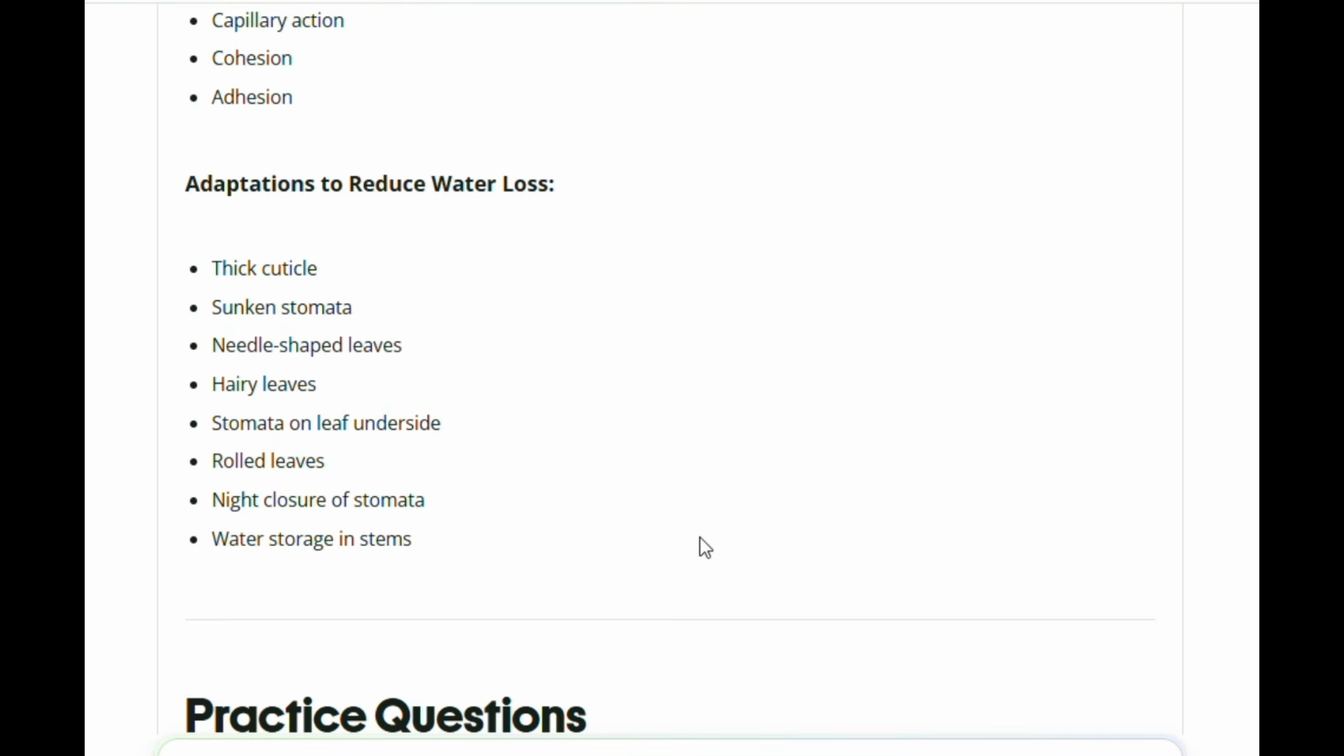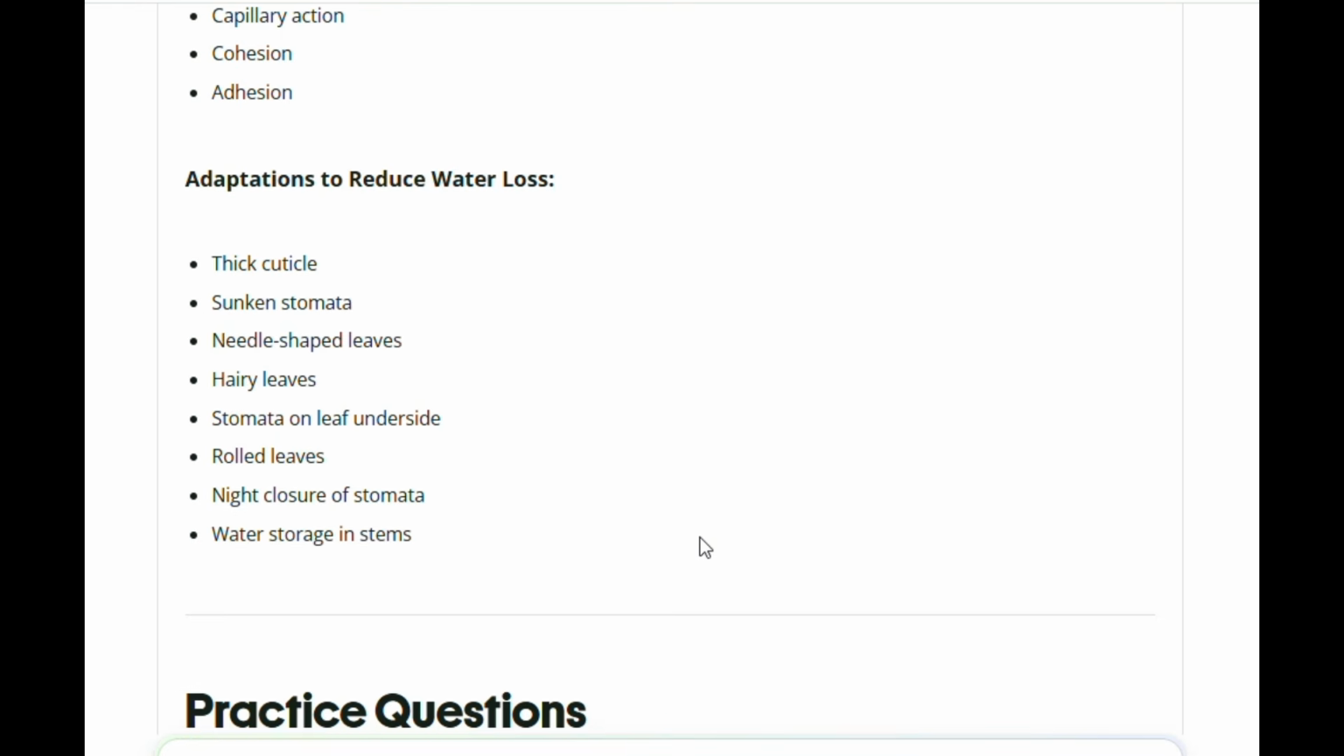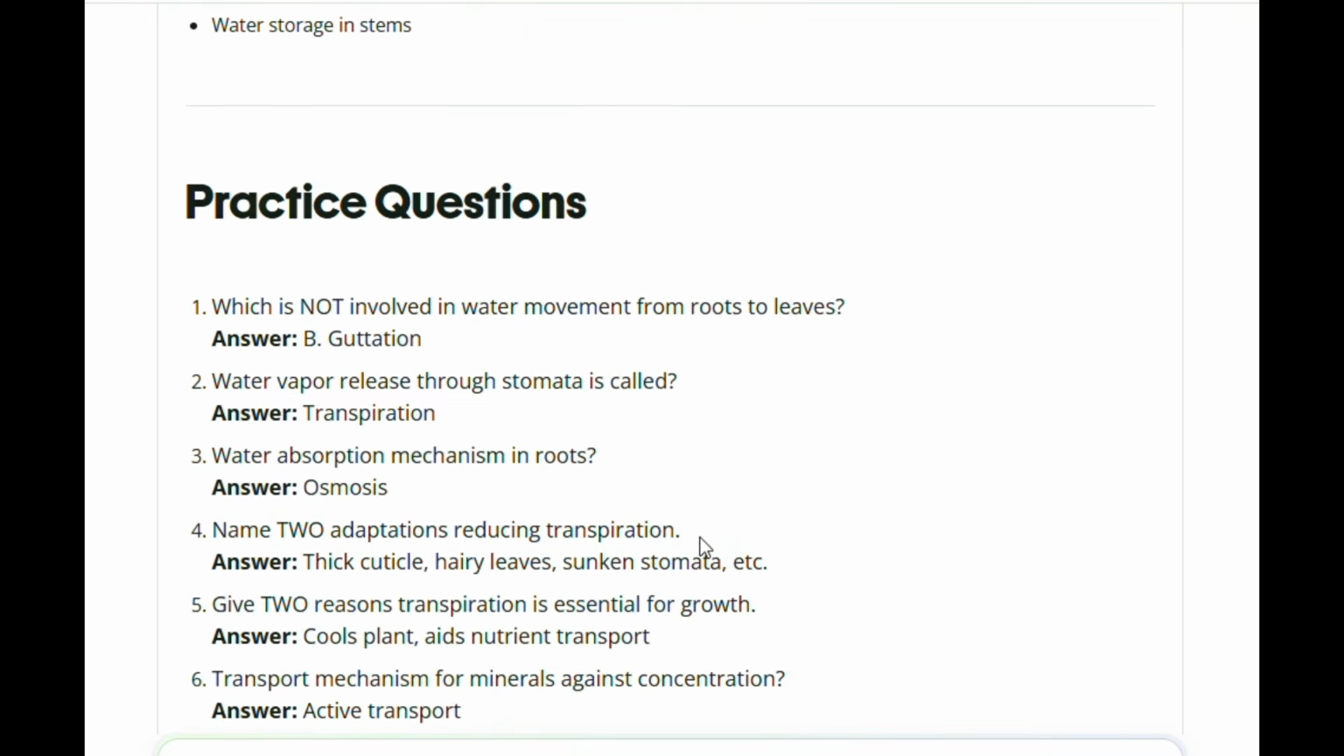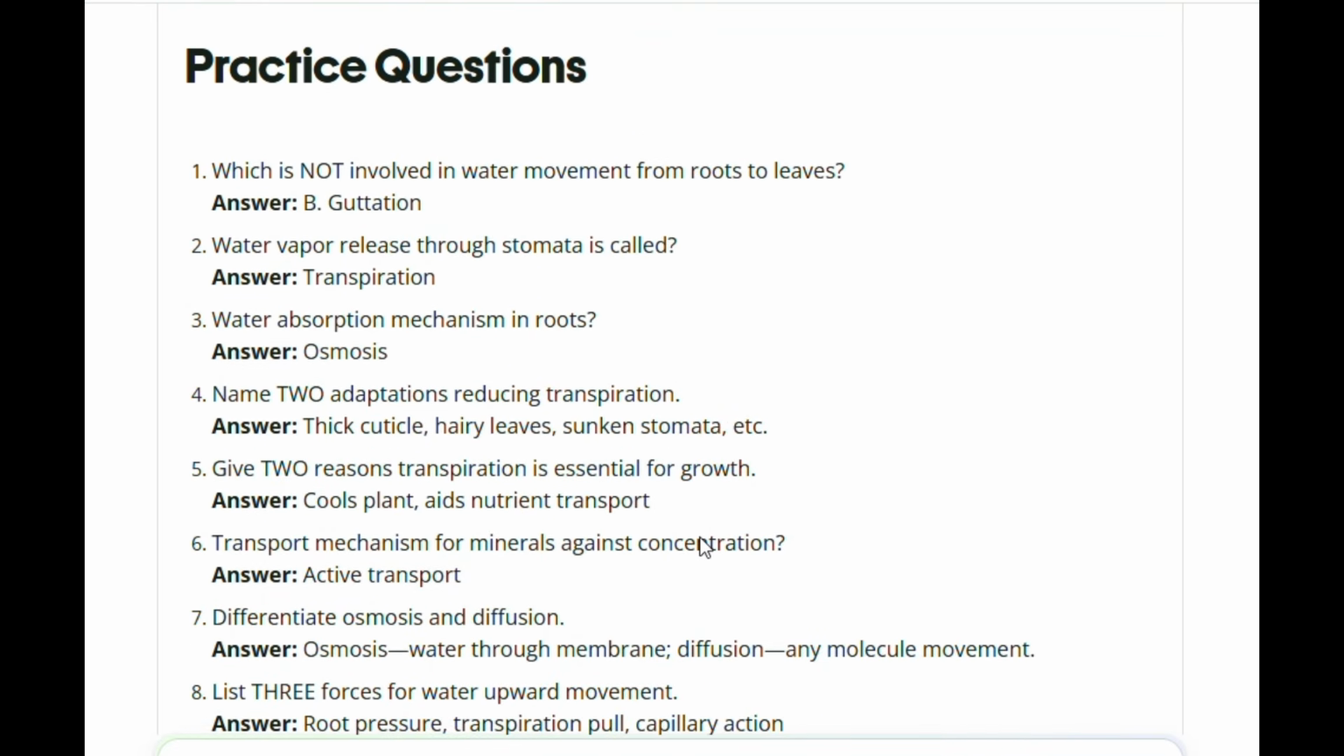Thick cuticle, but let's take 3, right? Hairy leaves, thick cuticle, sunken stomata, needle-shaped leaves. Let's just take those ones so that we don't take a lot of notes. Practice questions.